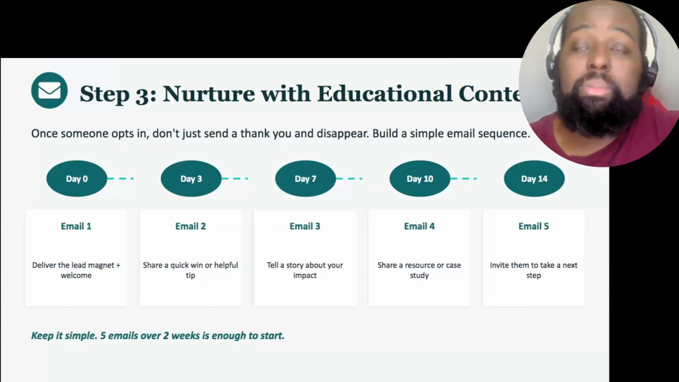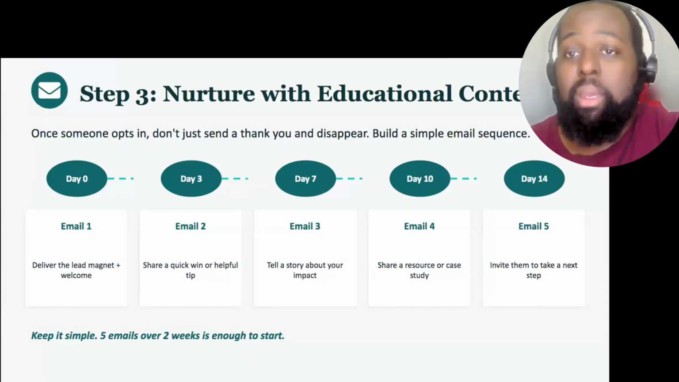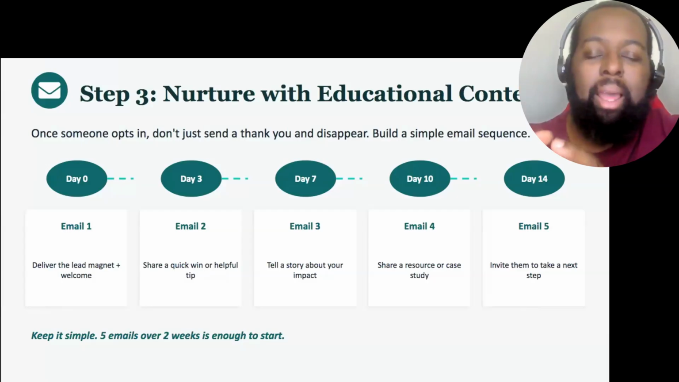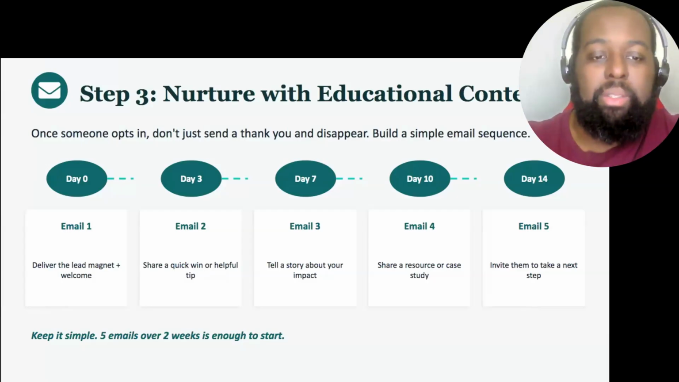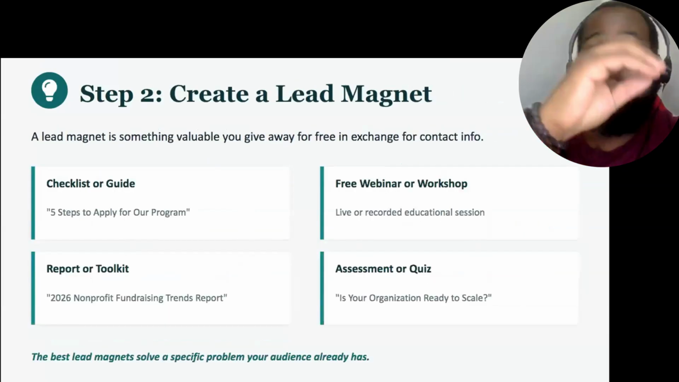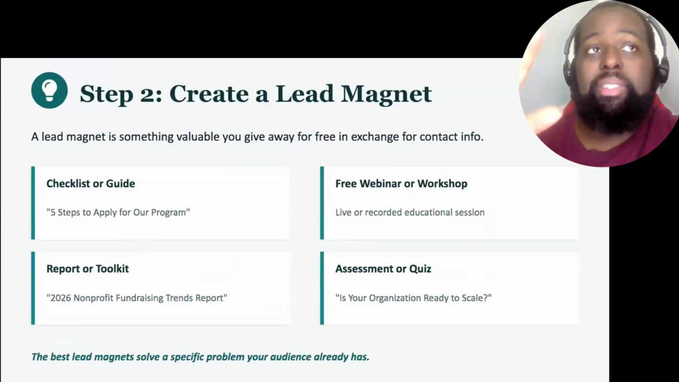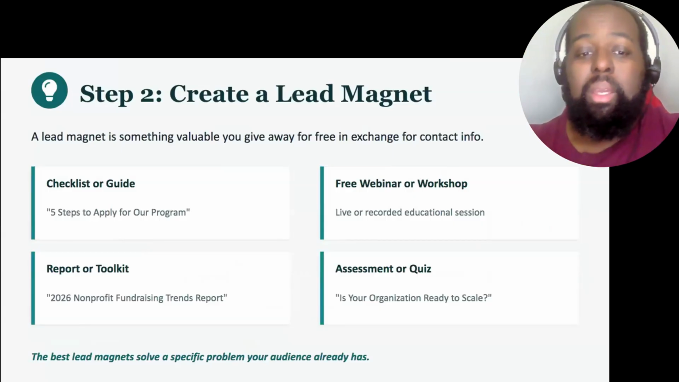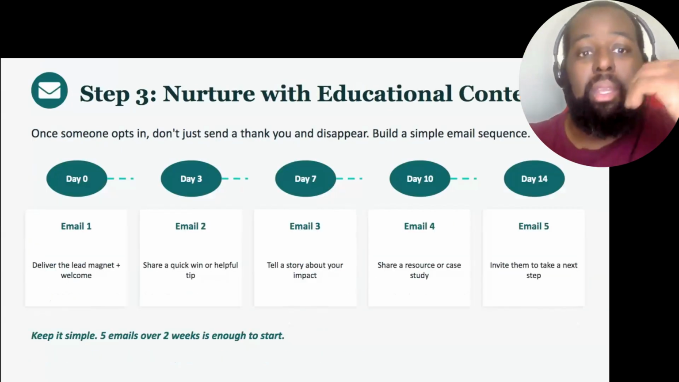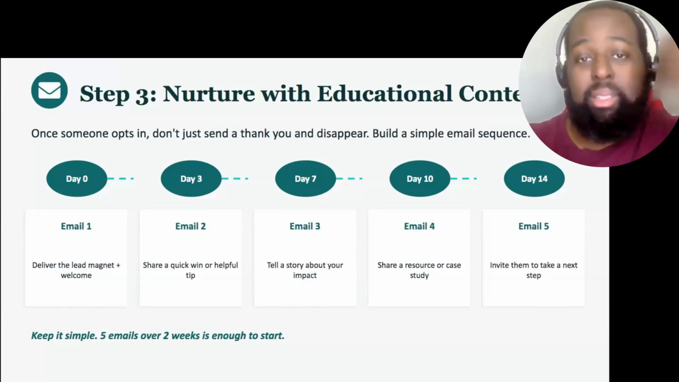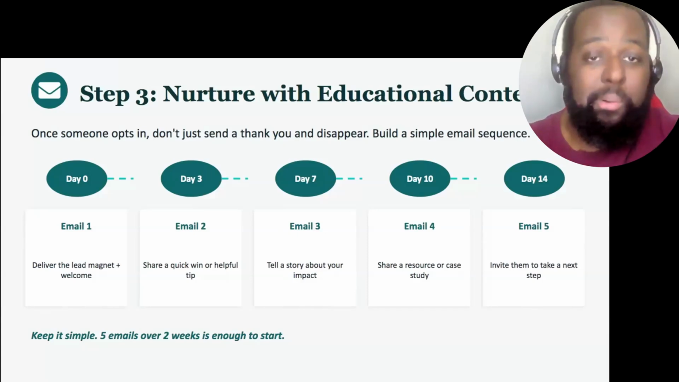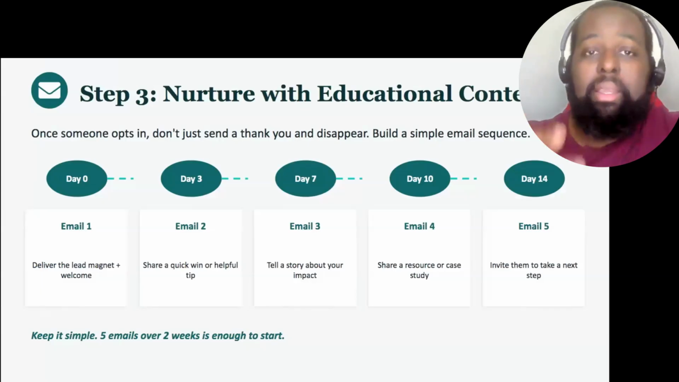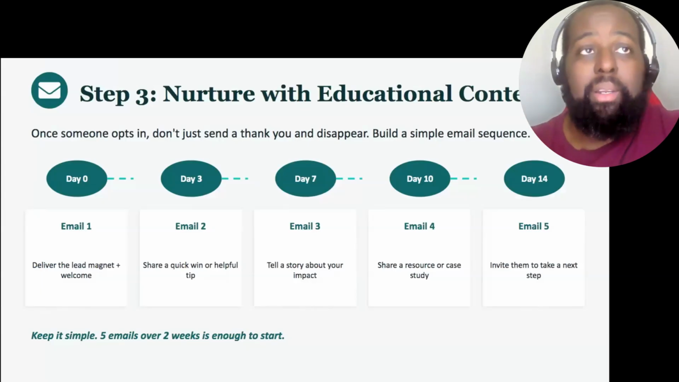You share a quick win, something helpful, something quick, a nice guideline that I like. I'll just say this based on, we'll go with the checklist guide lead magnet: 5 steps to apply for our program. Okay. They signed up. Then the first email that goes out is the actual 5 steps in the ebook format. They get that, they get the welcome, and then a few days later, email 2 comes with a quick win.